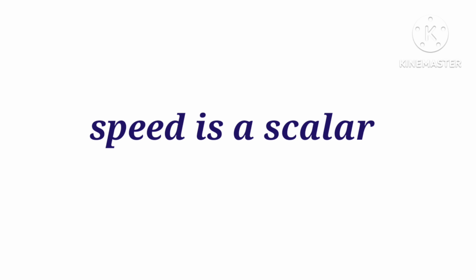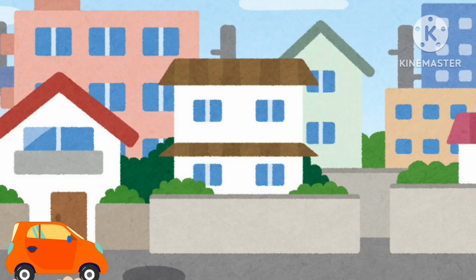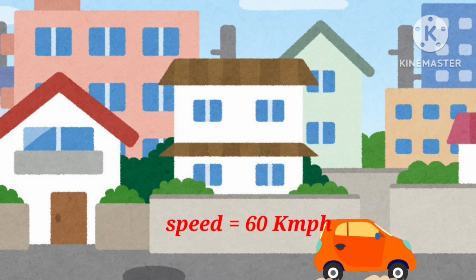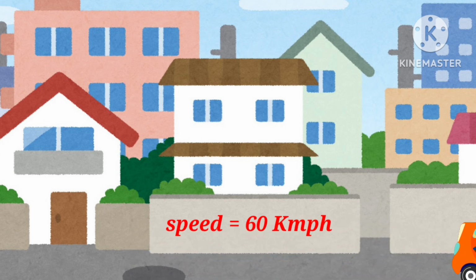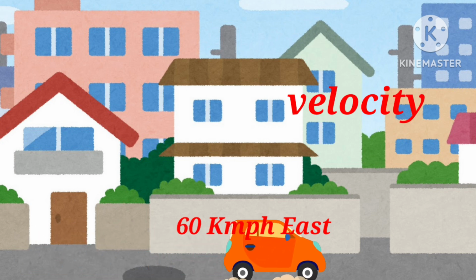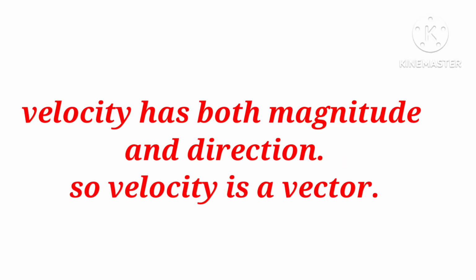Speed is a scalar, but velocity is a vector. If I say I am driving at 60 km per hour, that's my speed. But if I say I am driving 60 km per hour to the east, that's my velocity. It's a vector.